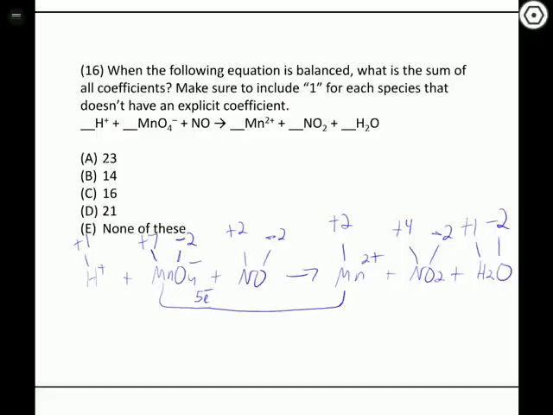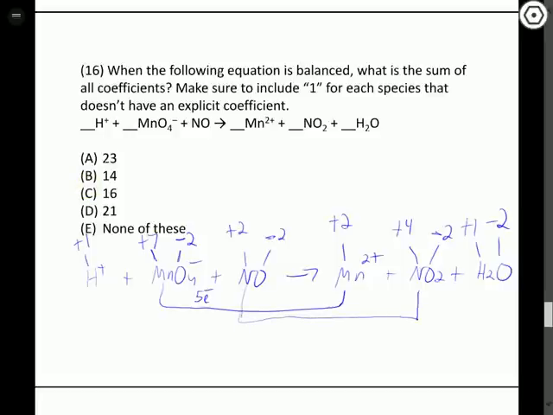And then for the other oxidation number that's changing is nitrogen. So nitrogen on the reactant side is +2, and over here on the product side is +4. So going from +2 to +4 is a 2 electron process. Okay? So as we have it written now, with coefficients of 1 in front of everything, we're losing 2 electrons from nitrogen, and we're gaining 5 electrons on manganese.